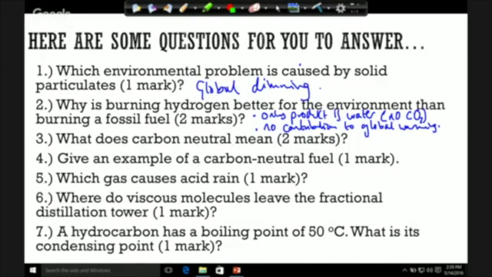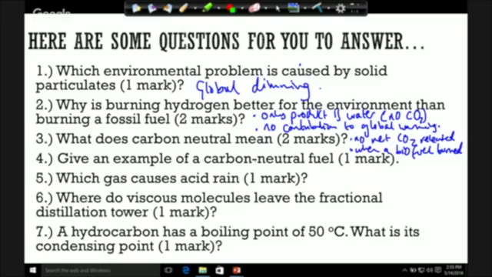Question 3, what does carbon neutral mean? Carbon neutral means that there is no net CO2 released when a biofuel is burnt, or when a fuel is burnt, but it'll only be carbon neutral if it's a biofuel.